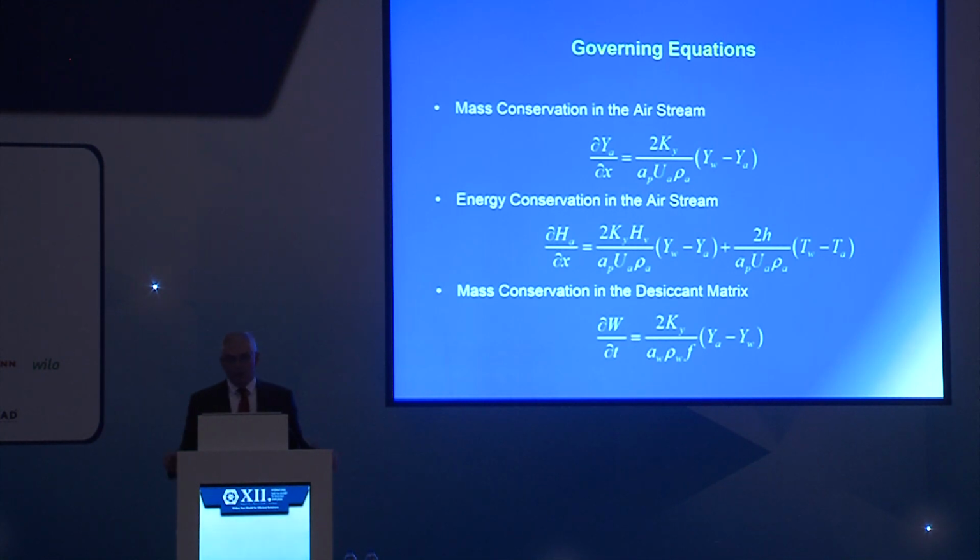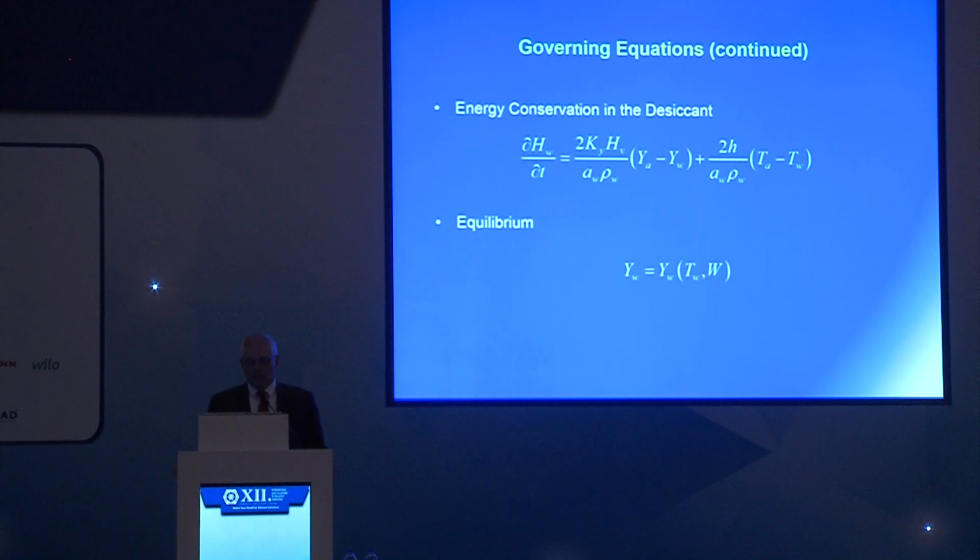I won't spend a lot of time, but the equations are pretty well known. Y is humidity ratio. So we have mass conservation in the airstream, and energy conservation in the airstream. You can see the energy conservation has one term, the first term after the equal sign. That is the heat that is generated from the adsorption process, or actually the moisture moving out of the airstream. We have mass conservation in the matrix, how much is adsorbed by the matrix. Then we have energy conservation in the matrix. And then finally, the last one is our equilibrium equation. So that's where we put in different materials and see how the system performs.